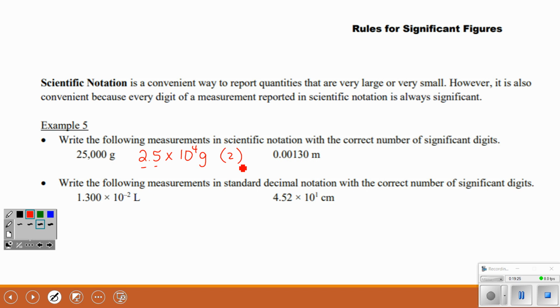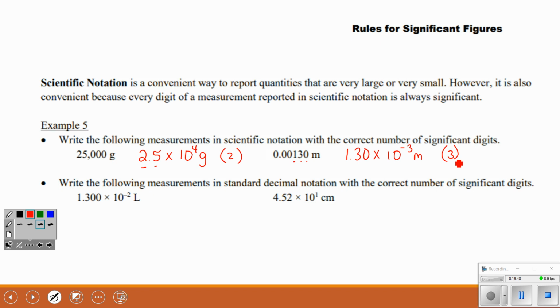For this one, you would write it as 1.30. Because these 3 are significant, they have to be displayed in scientific notation. So 1.30 times 10 to the -3. And this one has 3 significant figures.